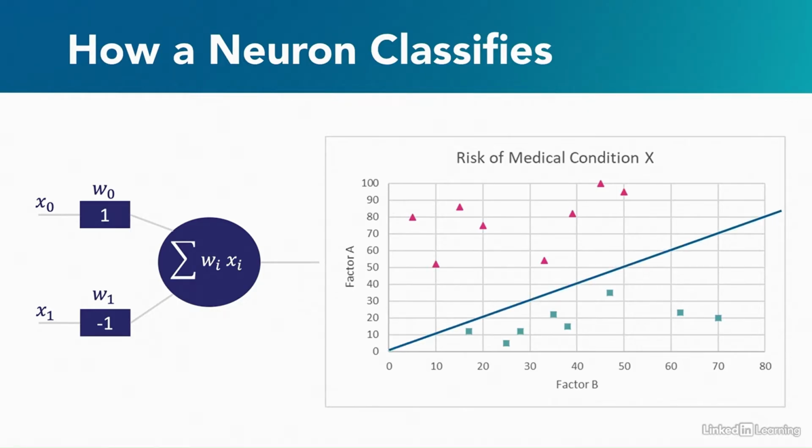Take a moment to look at this line and notice that whenever A is greater than B, that is, for a point above the line, the result of the weighted sum will be positive. And whenever B is greater than A, meaning that the point is below the line, the weighted sum will be negative. So this neuron model is indeed capable of classifying if we interpret the sign of the weighted sum as the category. This way, a positive result means that the person represented by A and B is at risk, while a negative sum means that the person is not at risk.